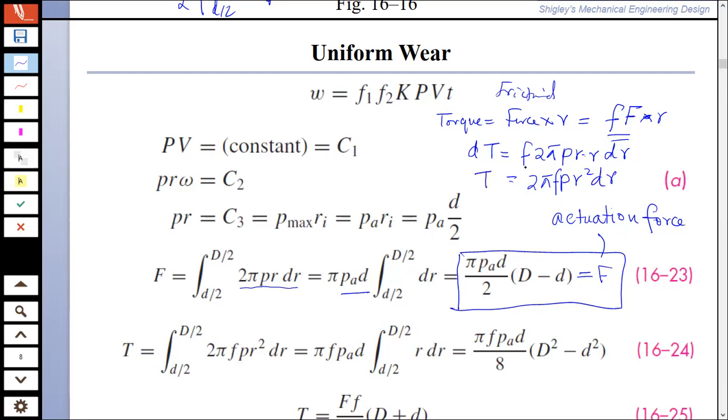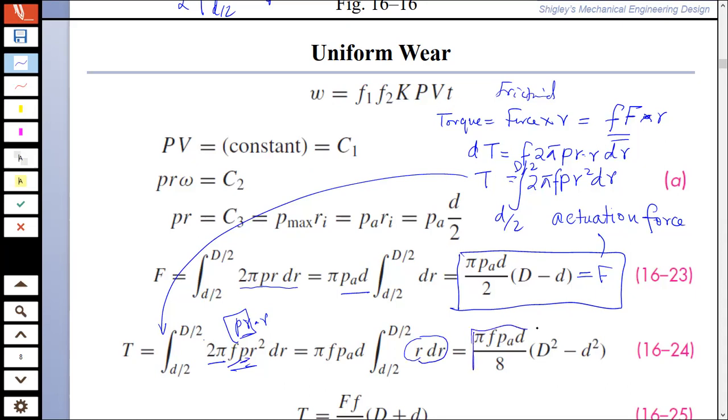Or I can say it will be t if I use this limits d by 2 to d by 2. Okay, and that equation is over here. So what I would do is, in this, I can split this into pR times r, and this is constant. So let's take the constants out of the integral sign. 2 pi will come out, f will also go out, and pR is also going to go out. So the only term left in the integration is r dr, and if I integrate that, then this is my torque. Okay. This is the torque transmitted.